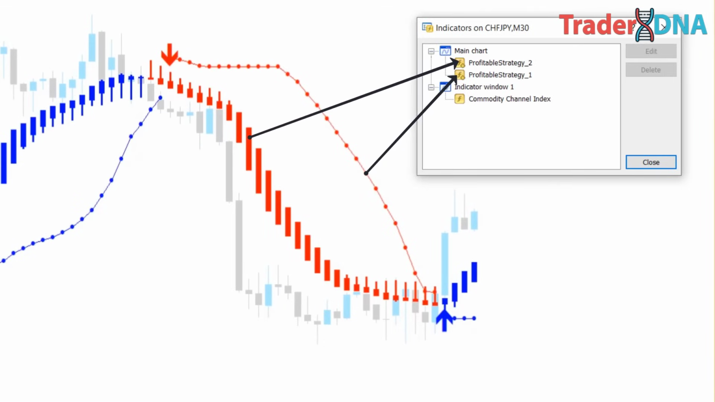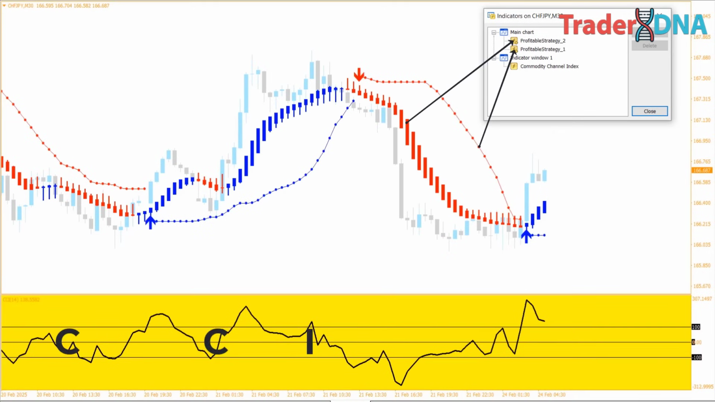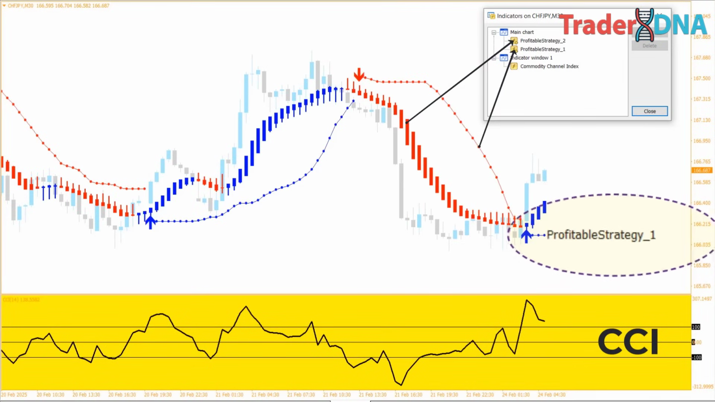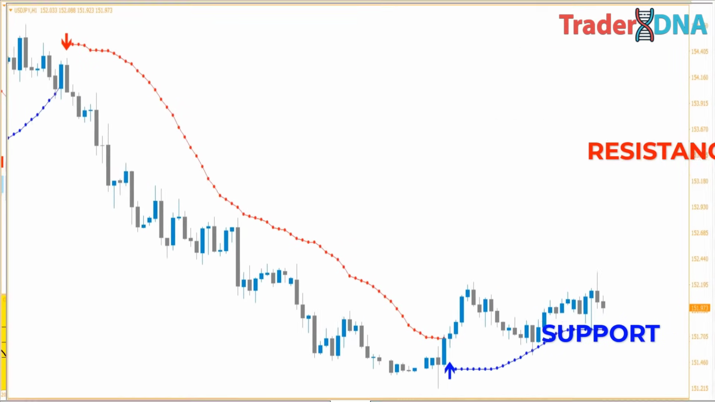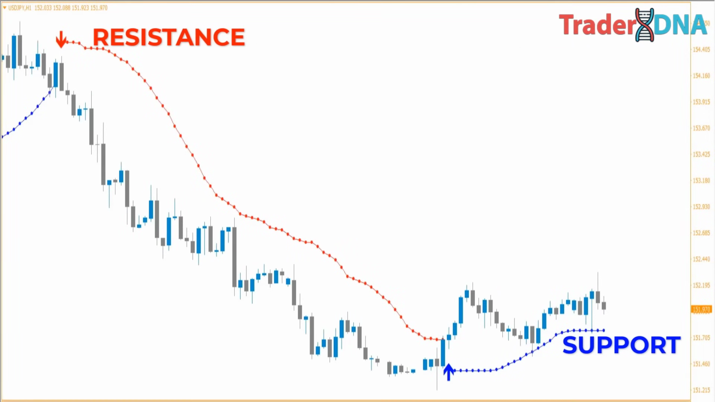These two do the heavy lifting, but in the sub-window you can add an extra layer of confirmation with any of your favorite indicators. RSI, CCI, MACD, you name it. There are tons of options available online, so feel free to customize. Let's start with Profitable Strategy Indicator 1. This indicator acts as a dynamic support and resistance zone, and it's the foundation of our analysis.